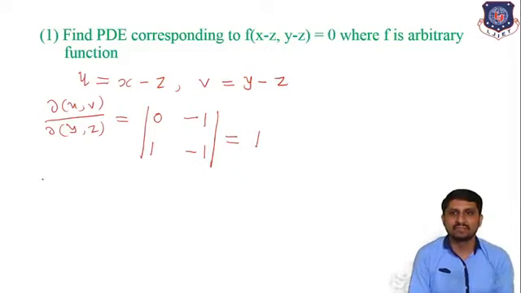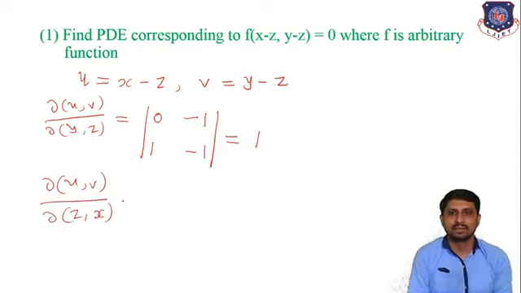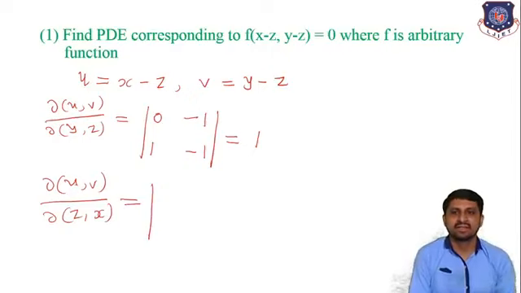Similarly, now we find del(u,v) by del(z,x). When we find it, the first row is del u by del z and del u by del x. Del u by del z is minus 1, and del u by del x is 1. What is del v by del z? You can understand from v equal to y minus z, del v by del z is equal to minus 1, and del v by del x is 0. Easy to understand.